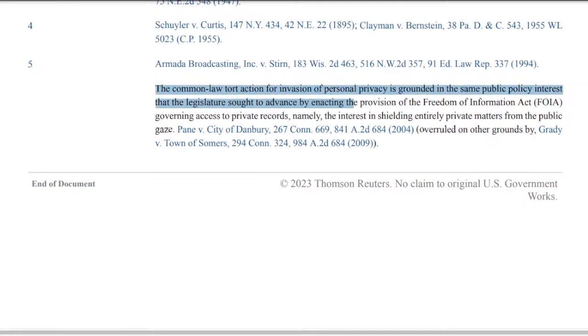So the common law tort action for invasion of personal privacy is grounded in the same public policy interest that the legislature sought to advance. So we're looking at public policy interest advanced by the legislature when they enacted the provision of the Freedom of Information Act, which governed access to private records, namely the interest in shielding entirely private matters from the public gaze. So this is one of the intricacies here, where you have a commingling of private information within public records. And that's where we get to the tort.